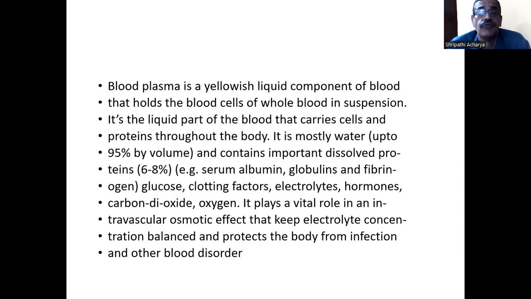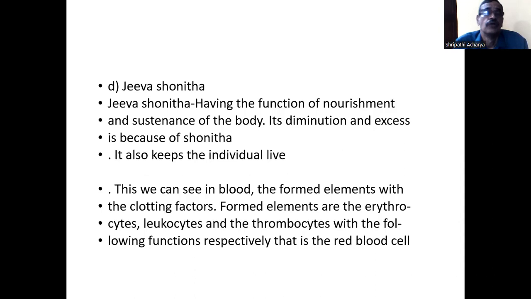Blood plasma is a yellowish liquid component of blood that holds the blood cells of whole blood in suspension. It is the liquid part of the blood that carries cells and proteins throughout the body. It is mostly water, up to 95%, and contains important dissolved proteins, 6 to 8%, for example serum albumin, globulins, and fibrinogens, glucose, clotting factors, electrolytes, hormones, carbon dioxide, and oxygen. It plays a vital role in intravascular osmotic effect that keeps electrolyte concentration balanced and protects the body from infection and other blood disorders.